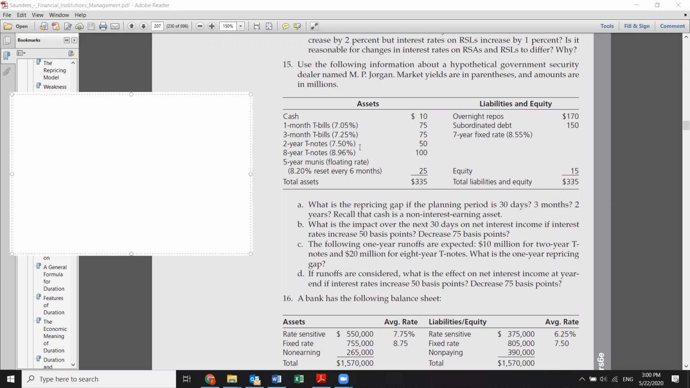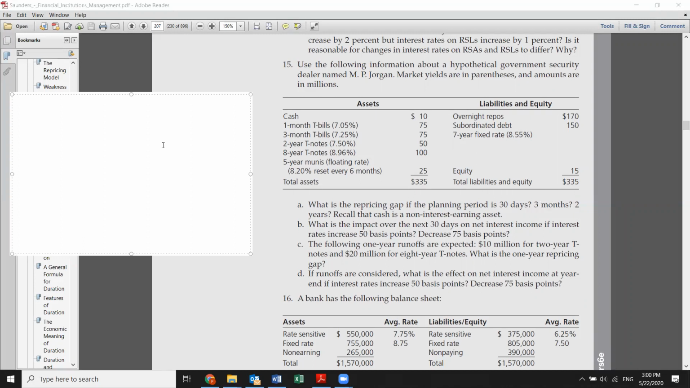What is the repricing gap? We are given the balance sheet and we are asked to find the repricing gap. Whenever you're asked to calculate the repricing gap, you should select only the rate sensitive assets and rate sensitive liabilities, not all of the assets and liabilities. So the repricing gap for the period of 30 days, 3 months, 2 years. And recall the cash is a non-interest earning asset, so we are not taking the cash into consideration. We start with the 30 days, then the 3 months and 2 years.